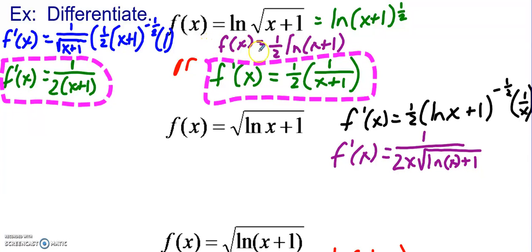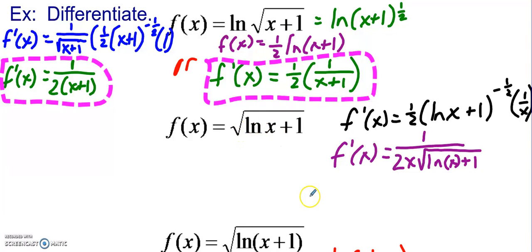The other approach is using your properties of logs. I can bring the 1/2 down in front first. So remember, we've done this, the power property of logs, and now I can just take the derivative of the natural log of x plus 1, which is the derivative of x plus 1 over x plus 1, but the derivative of x plus 1 is just 1. So we still get the same thing, 1/2 times 1 over x plus 1, which is the same as 1 over 2 times x plus 1. The big thing to note there, though, is don't forget about your properties of logs. They can help you out a lot.